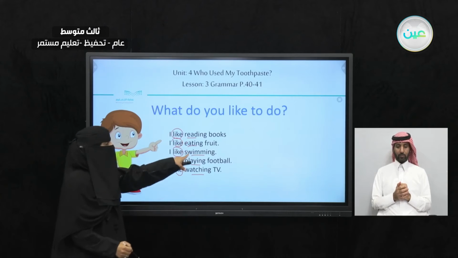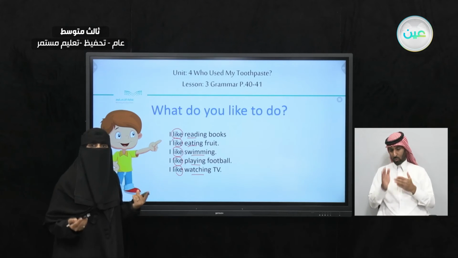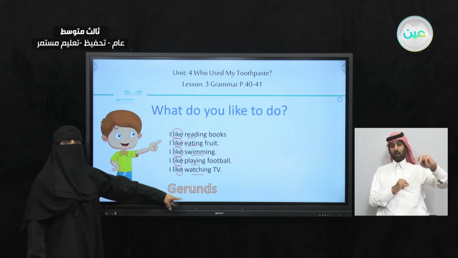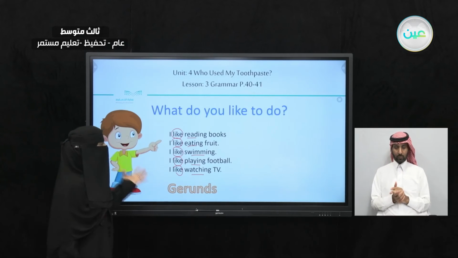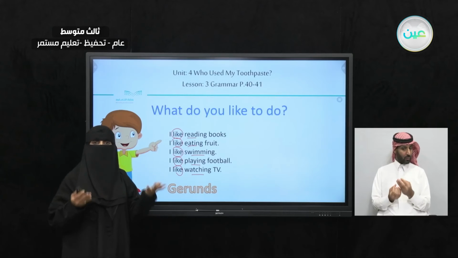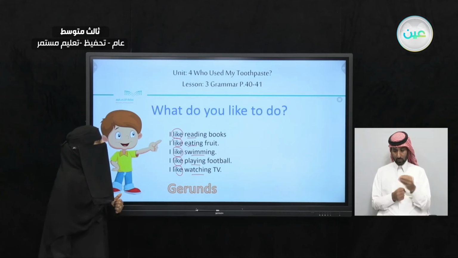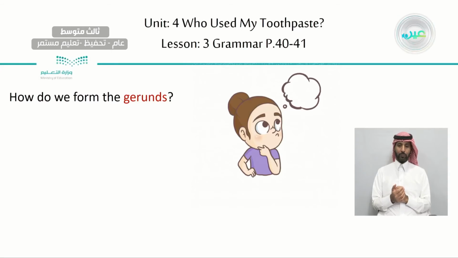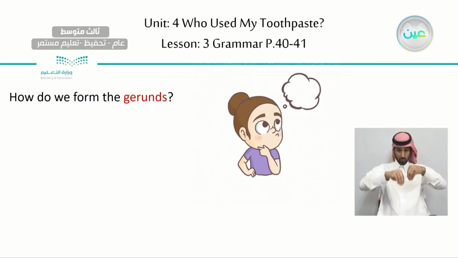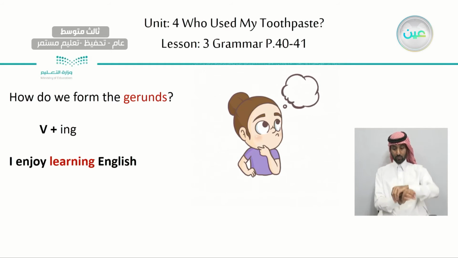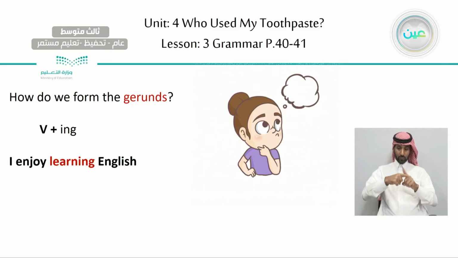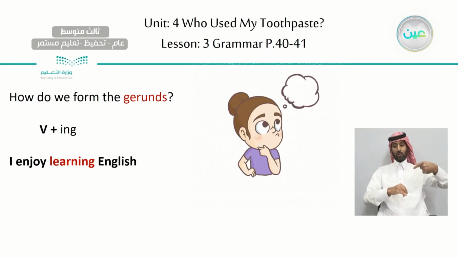But Miss, we have reading, eating, swimming. What do we call it? We call them gerunds. We call them gerunds, okay? So let's see the gerunds, how do they work? Why do we use it in the sentence? We will go through it together, inshallah. Now, how do we form the gerunds? Okay, we already saw the example. We discovered that this is not a verb, this is a gerund. What is a gerund? How do we form it? We have verb plus ing. This verb plus ing, we call it a gerund.